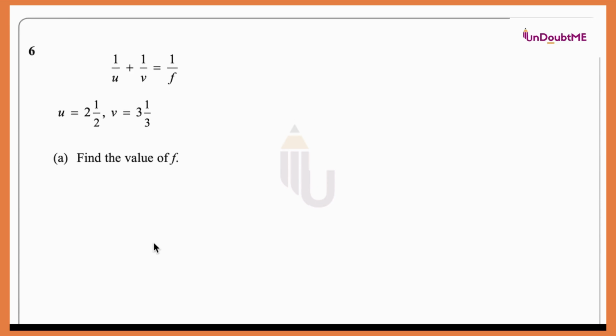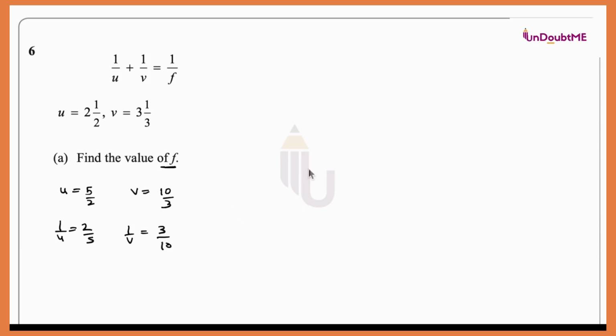Now in this question we need to find the value of f. Such questions can be tricky because we are dealing with fractions, that too reciprocal. So it is better to first sort them out. So the value of u will be 5 by 2, value of v will be 10 by 3. Then if you are smart, you will see that we don't have to put u and v values, rather we will put 1 by u and 1 by v values. That is a much easier approach.